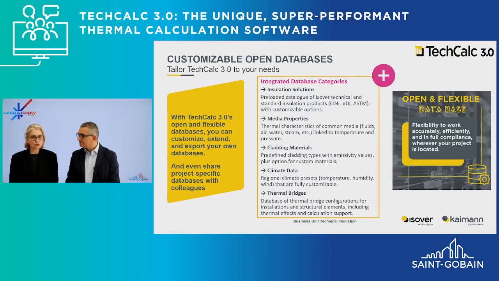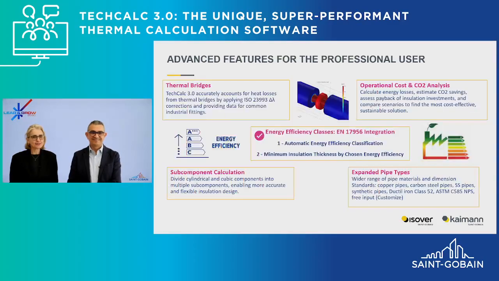All right. So this is also an important moment to present the advanced features that we have for the professional users. We have some advantages. One is thermal breaches. The thermal breaches account for the heat losses from thermal breaches, applying the ISO 12241 and delta lambda corrections, and providing data for most common industrial fittings such as hangers, supports and spacers.